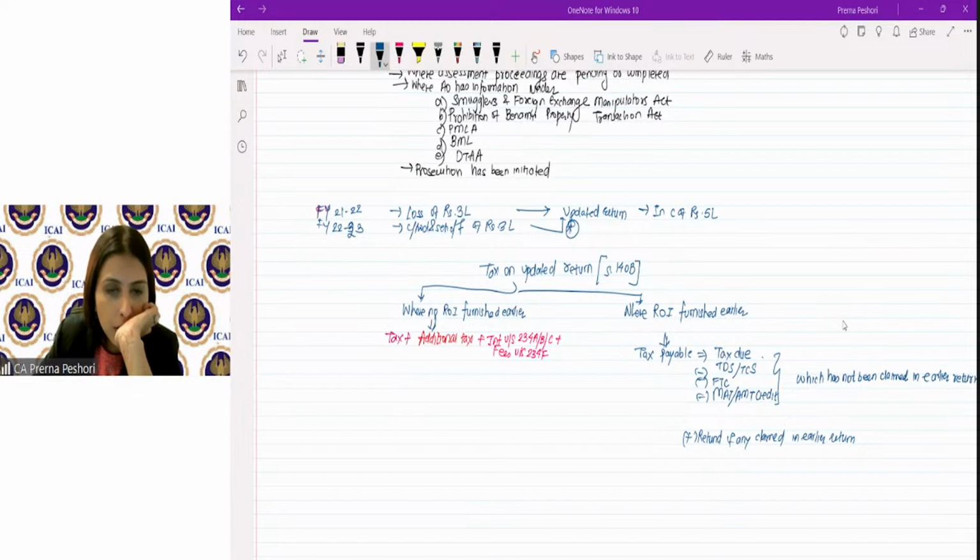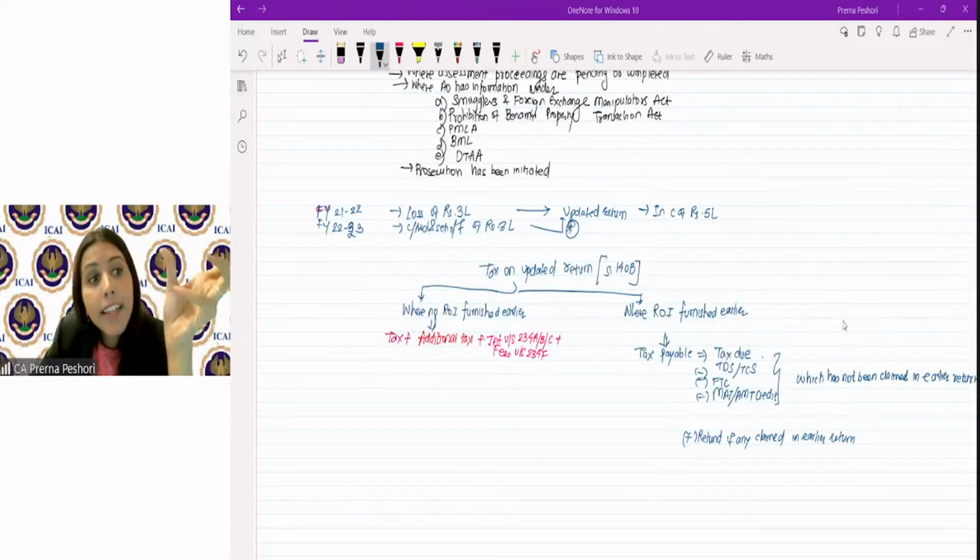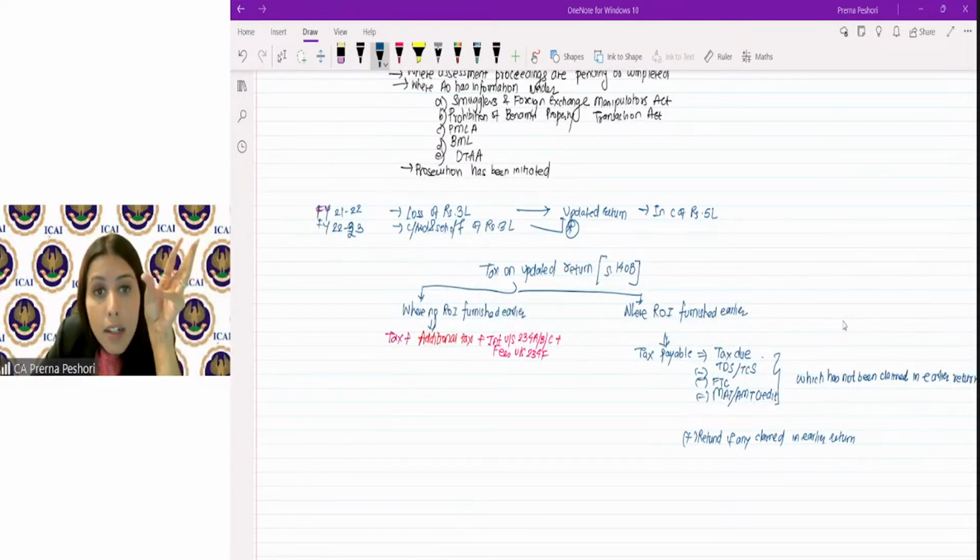Are we getting this particular point? So where a return has already been furnished, the assessee would be liable to pay the tax together with any interest which is payable along with the additional tax. So then in that particular case, you will be required to reduce the TDS and TCS, if any, which is not claimed earlier. If it is claimed earlier, then you will not consider that in this particular TDS TCS. Are we getting this particular point? And any tax that you have already paid in the original return, that you will reduce.